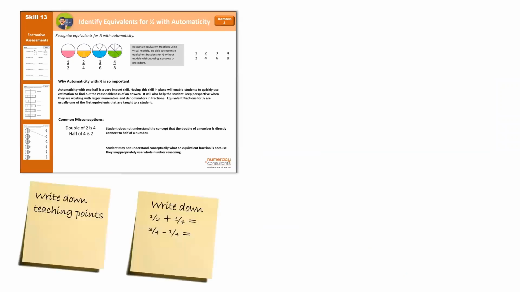Okay, next one I want to go over is when you're going through the skill cards. Now remember, this is not a scripted program. It's not going to say day one, do this, day two, do this. And it's not going to say you're going to do this lesson for 3 days or 4 days, because your students are actually going to determine what you work on from day to day, based on what you're seeing, the formative assessments that you're giving them, those daily assignments, and so on.